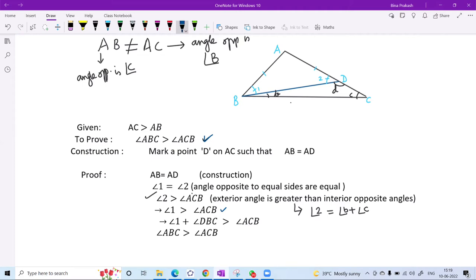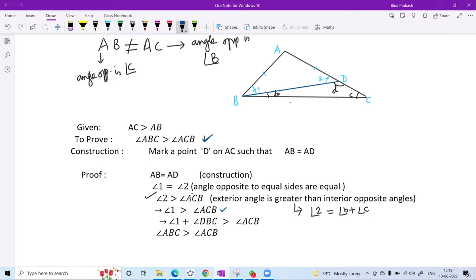Now, how do we connect this angle 1 to the required angle, angle ABC? How can we connect it? Just increase the measure of angle 1. That is, add to that angle some other angle to make that angle ABC. What is it that you have to add? It is angle DBC, that is angle B.